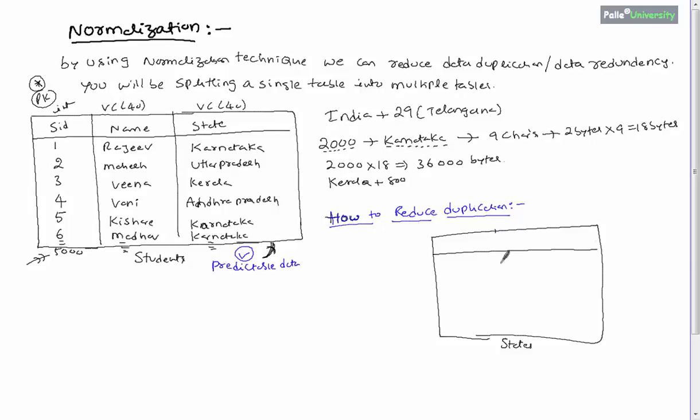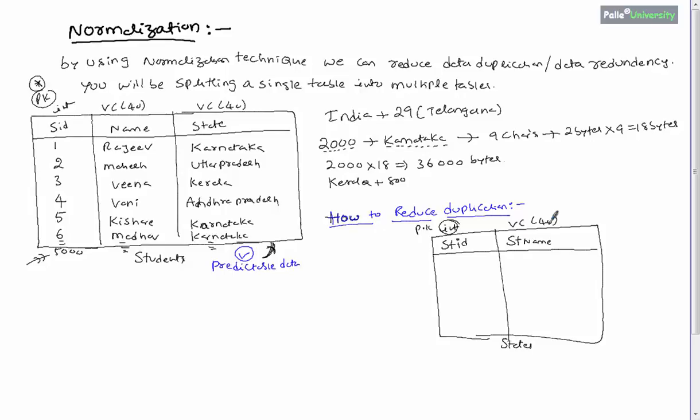Give the column name as state ID, STID, maybe ST name, int, maybe primary key, and varchar 40 here. Now what you are going to do in this table? Very simple. You will be assigning or giving one number for each and every state name. You will be assigning some number.